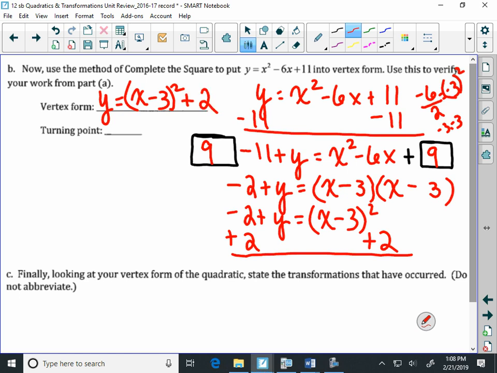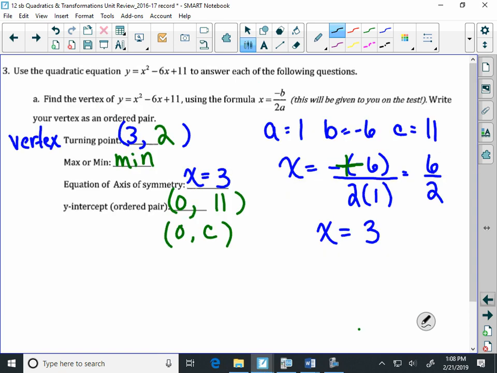And when we identify our turning point, again also known as the vertex, what we're going to do is change the sign, so negative 3 becomes positive 3. We're going to keep the sign, so positive 2 stays positive 2. And if we look back at part A, what we see for our vertex is 3, 2.